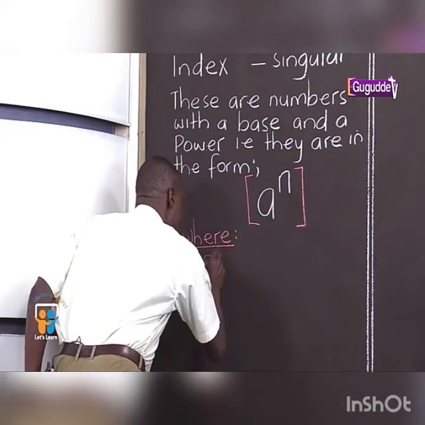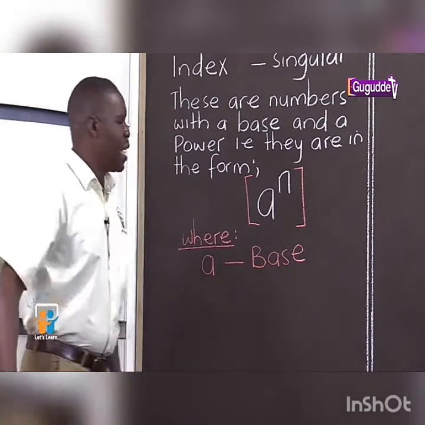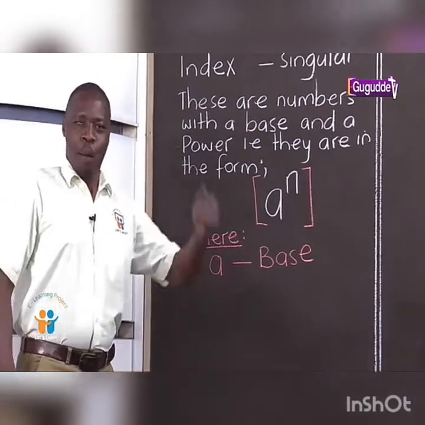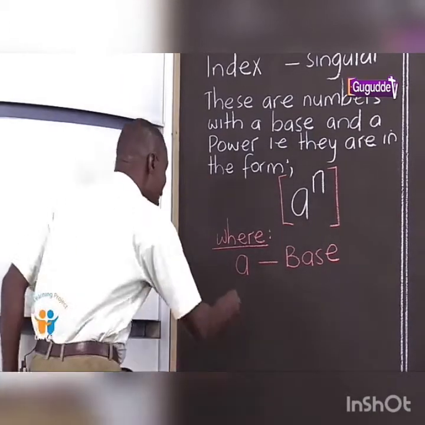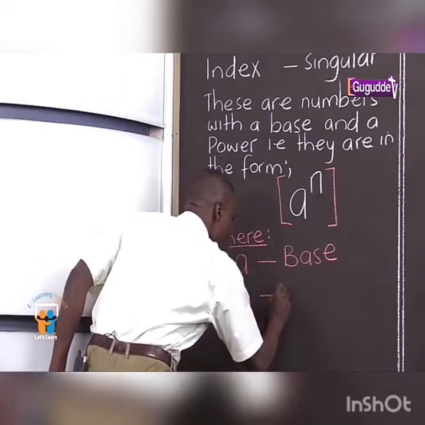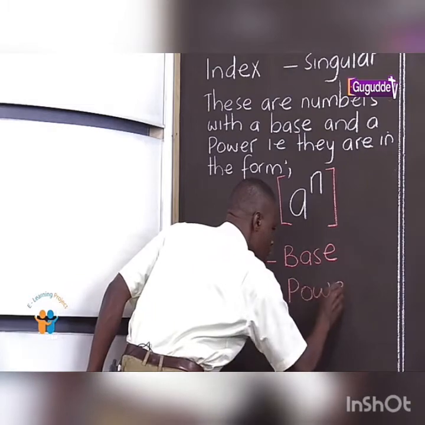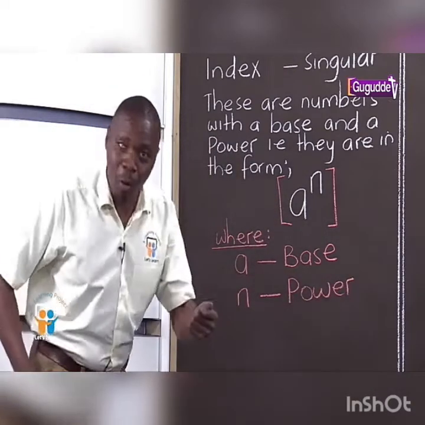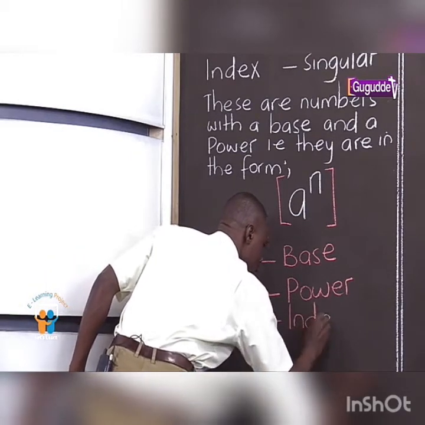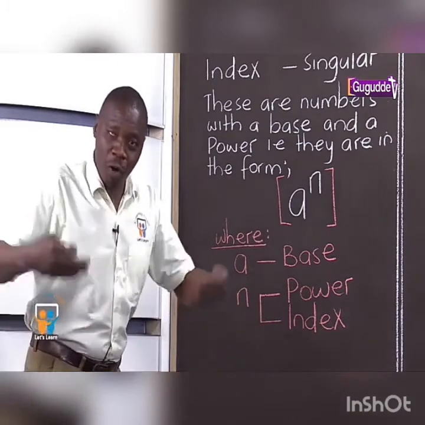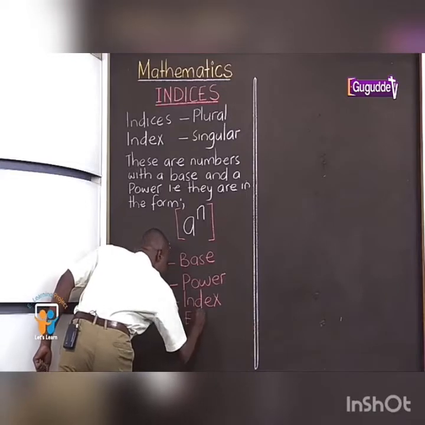Letter a is what we call the base. Everyone, base. A is what we call the base. And then n, you can call it the power. If you don't prefer calling it the power, you can call it the index. If you don't prefer calling it the index, then you can call it the exponent.